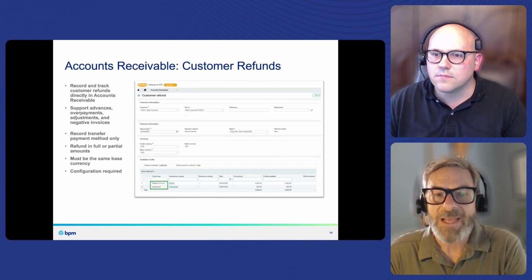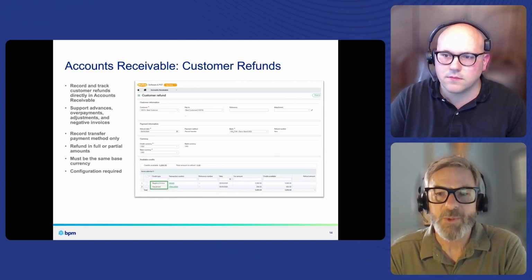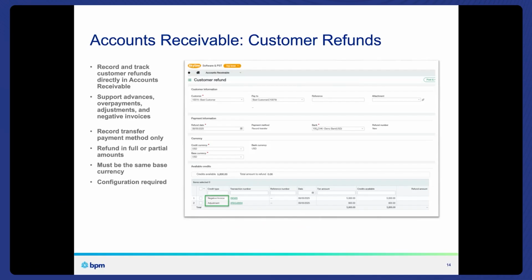Another thing that people have asked for years is a better way to do customer refunds. This is something that came from the ideas that are submitted through the Sage Intacct community, and they've made it quite streamlined to not only be able to create refunds from adjustments, but also to pick up refunds from advances, from negative invoices, from overpayments. All of that can now be pulled into a refund.